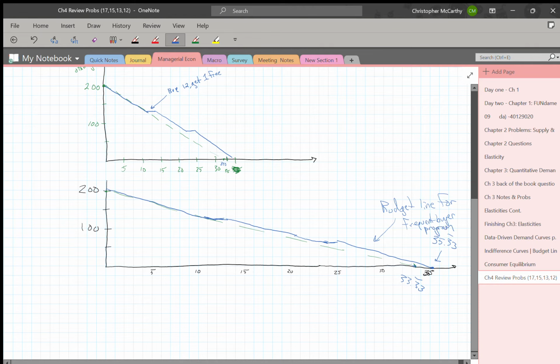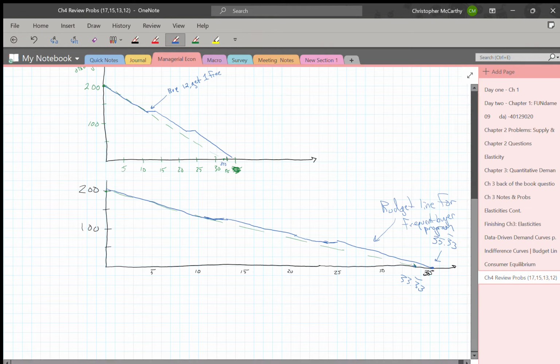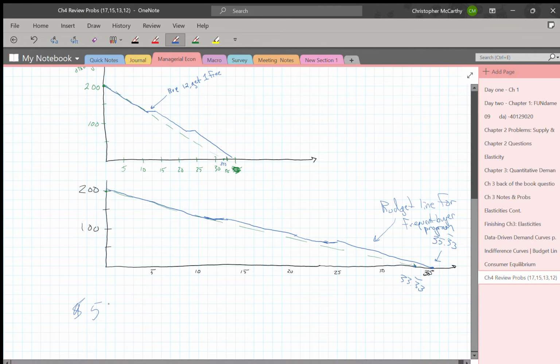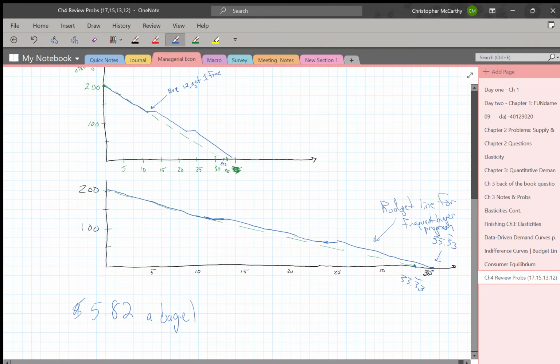So now, what would our discount of 3% be? Instead of the bagels being $6, the bagels would now be 12 cents off. So it would be 6 times 0.97, so it would be $5.82 a bagel. Which means that my maximum amount of bagels, 200 divided by 5.82, is 34.36.